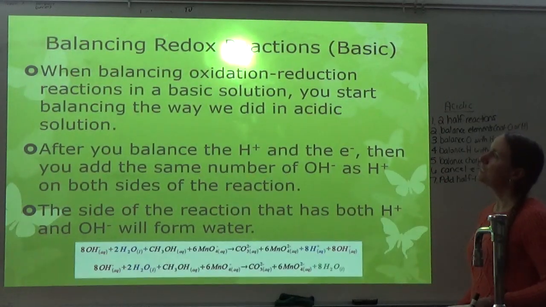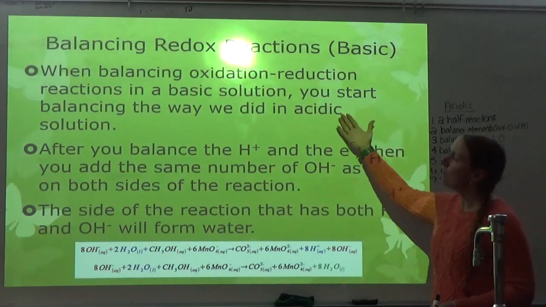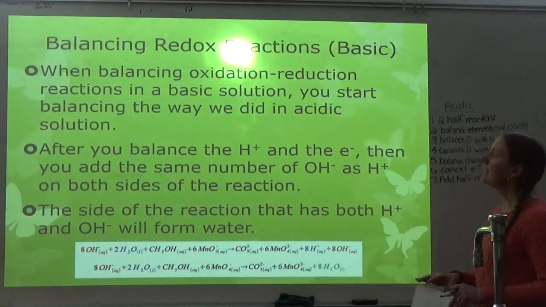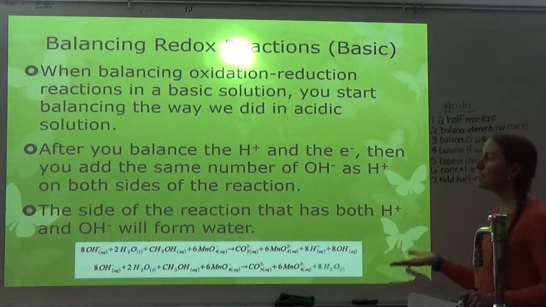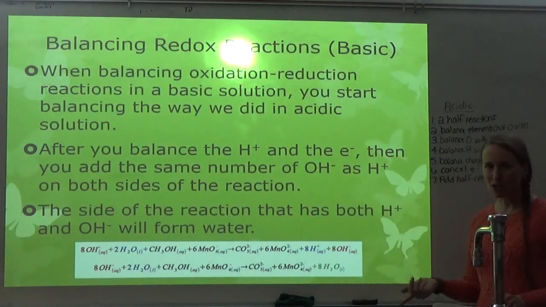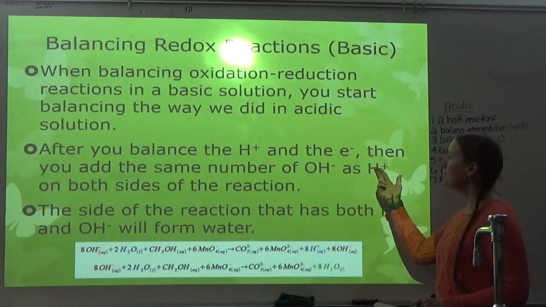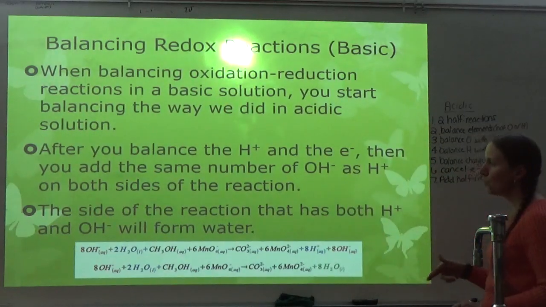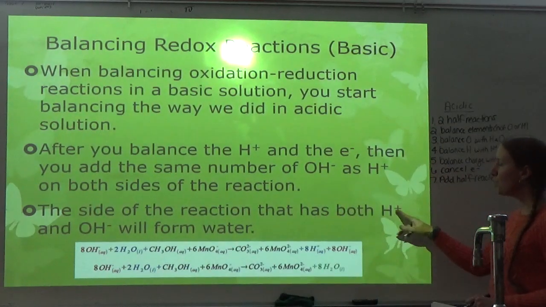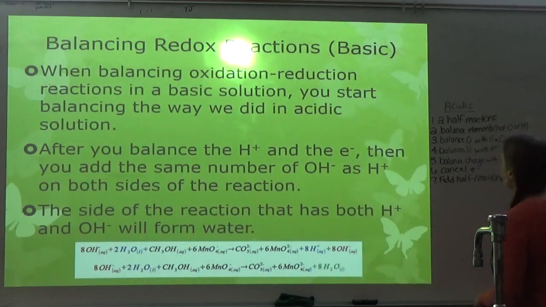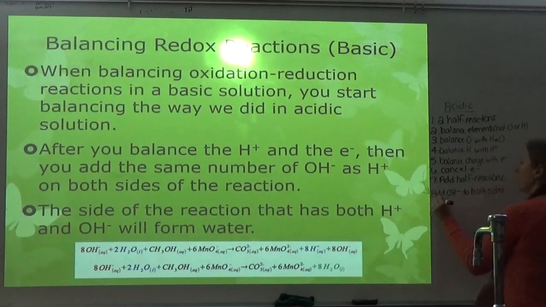Well, when balancing oxidation reduction reactions in basic, you start the way we did in acidic. After you balance the H+ and the electrons, then you add the same number of OH- as H+ on both sides of the reaction. Because the thing is, an OH- and an H+ are going to make water. They're going to cancel out and make water. The side of the reaction that has both H+ and OH- will form water. Okay, so once I balance the H+ and the electrons, then that's when I add OH- to both sides to cancel H+.